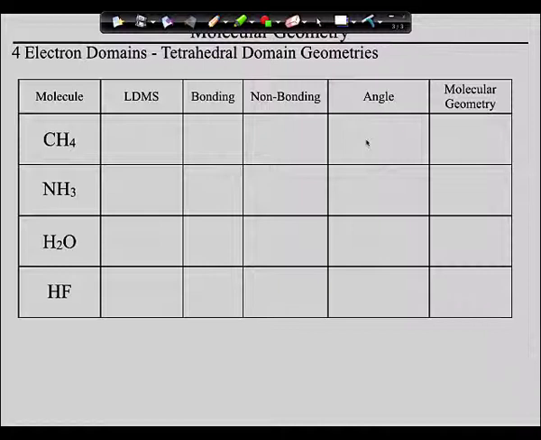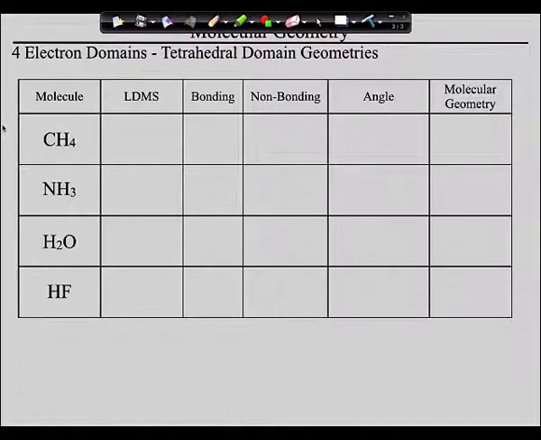What do these all have in common? The thing they all have in common is 4 electron domains. But what you're going to find out is these molecules don't look anything like the others. They all look different, even though they all have 4 electron domains. So guys, the next thing you've got to do is move to the right and draw their Lewis dot molecular structures. I'll give you a second to do it.